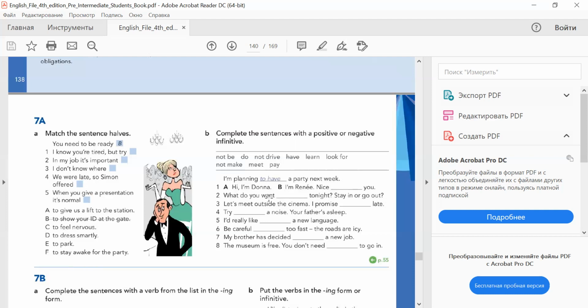Number 2, what do you want to do tonight? Stay in or go out? Stay in – оставаться дома. Go out – выходить из дома.